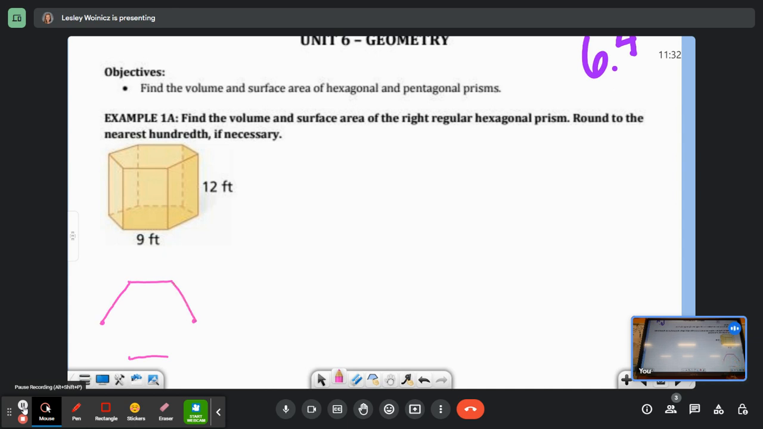This is supposed to be a regular hexagon, but you can see by my art, it's not going to look like one. We're just going to know that these sides are all congruent and the interior angles are all congruent. We know that all of the sides are 9 feet.